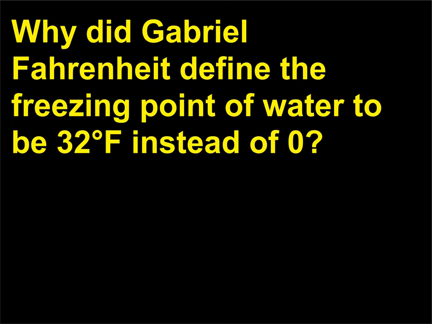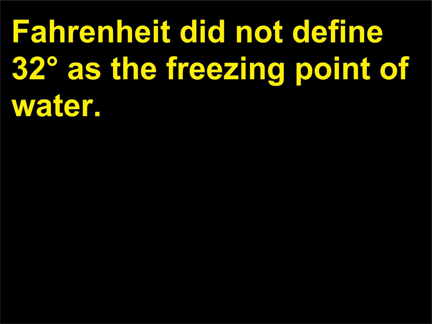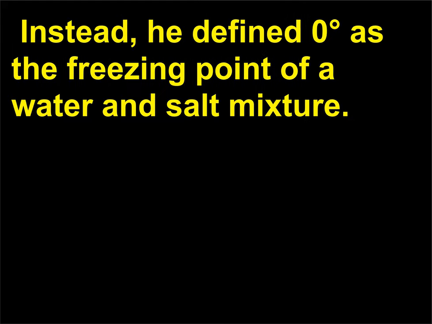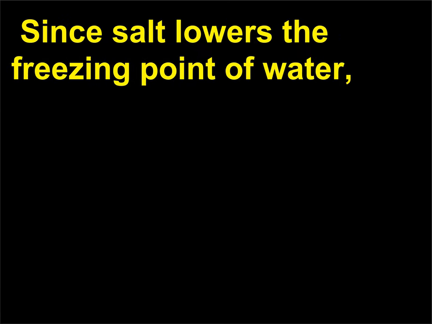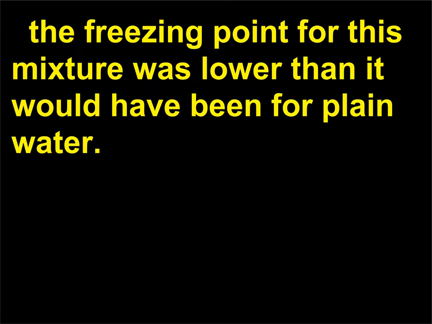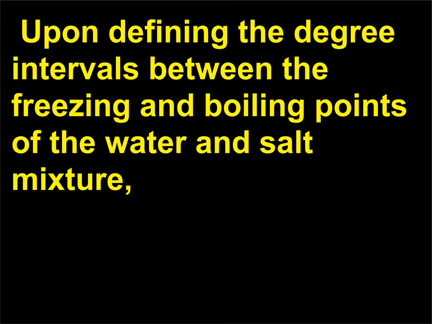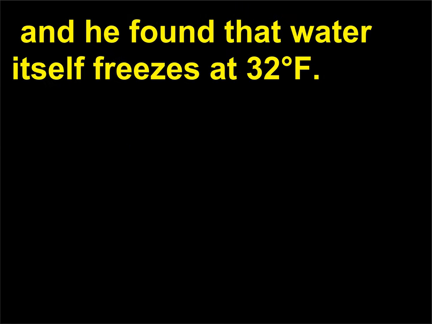Why did Gabriel Fahrenheit define the freezing point of water to be 32 degrees Fahrenheit instead of zero? Fahrenheit did not define 32 degrees as the freezing point of water. Instead, he defined 0 degrees as the freezing point of a water and salt mixture. Since salt lowers the freezing point of water, the freezing point for this mixture was lower than it would have been for plain water. Upon defining the degree intervals between the freezing and boiling points of the water and salt mixture, he found that water itself freezes at 32 degrees Fahrenheit.